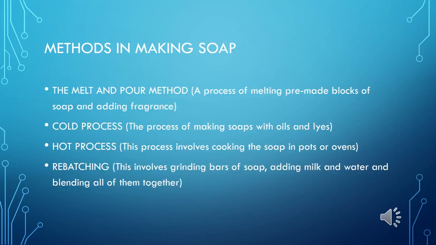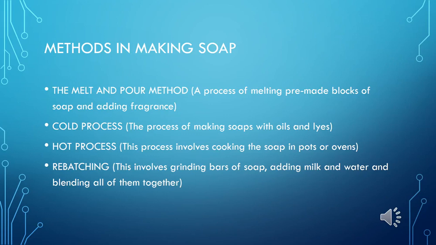Okay, now let's look at some methods in making soap. The first one is the melt and pour method. This involves melting pre-made blocks of soap and adding fragrance to it. The second method is cold process. This process of making soap involves oils and lyes. Lyes are chemicals. They are specific chemicals that are being used for the production of soap.